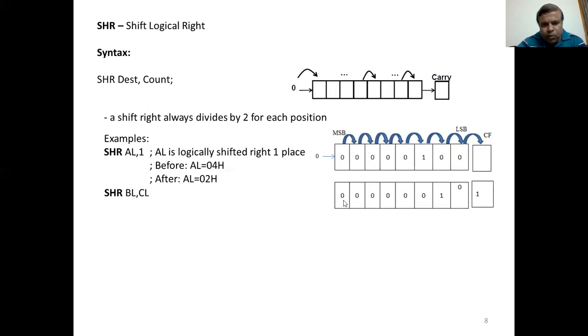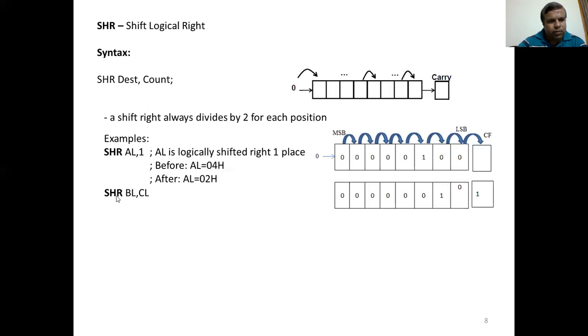So what is the result? Group 4 bits: 0000, 0010 is 2. So the answer is 2. After the execution of this instruction, AL contains 2. If you observe, it is equivalent to dividing the AL content by 2. Earlier the AL content was 4, and if you divide it by 2, the answer is 2. So the SHR instruction produces an effect of dividing the number by 2.